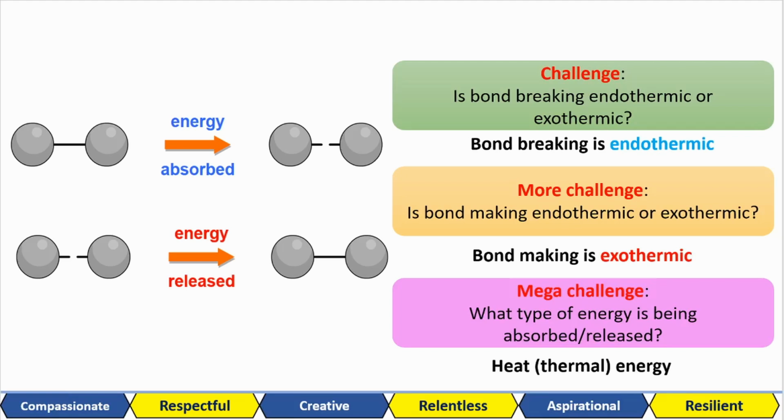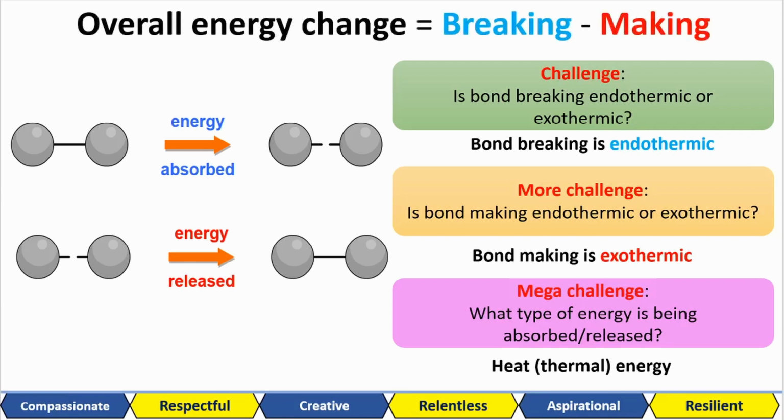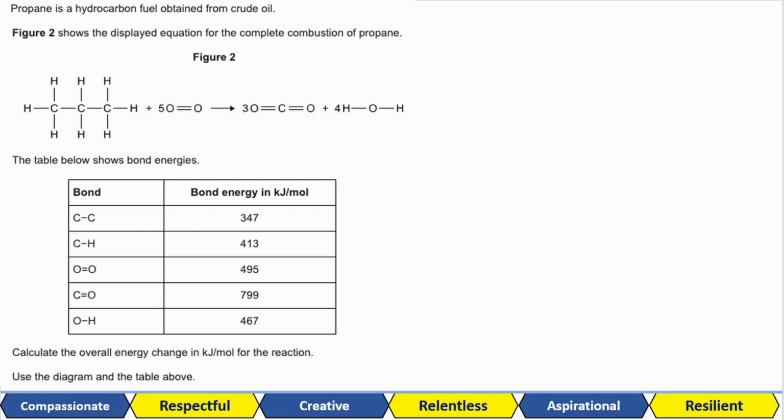The calculations we're about to do are called bond dissociation energies, but for GCSE you can call them overall energy change. And this is the total of the bonds broken minus the total of the bonds made. I know that sounds like gibberish, so let's do a worked example together. And this is what that looks like. Stop complaining and just watch how I do this.